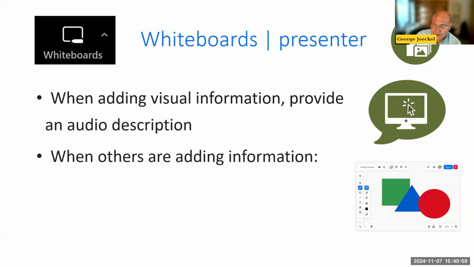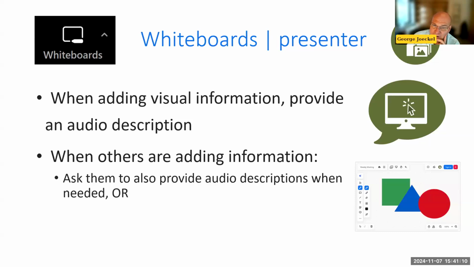When others are adding information, if you're having a collaboration session and other people are writing on the whiteboard and sharing it that way, you either need to ask them to provide audio descriptions when they're needed, or the other thing you can do is just provide them yourself. So you could just say, now we can see Barbara's using the pen tool to write up the top three things that concern her about armadillos or whatever it is. And then you could just share that information.